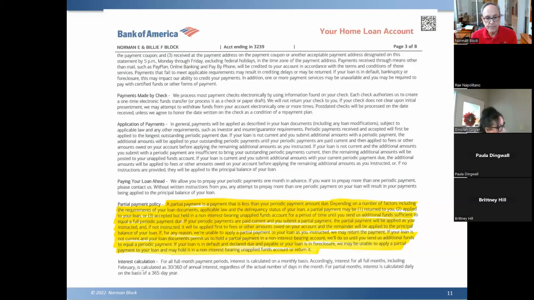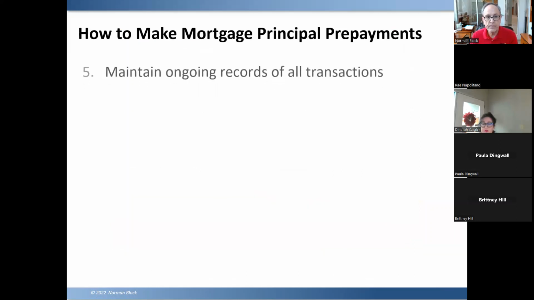They're saying, if you tell us what to do, if your loan is current, if the prepayment amount is exact to the penny, then we'll do what's most favorable to you. And if you don't do all those things, we're going to do what's most favorable to us. That's what they're telling you.